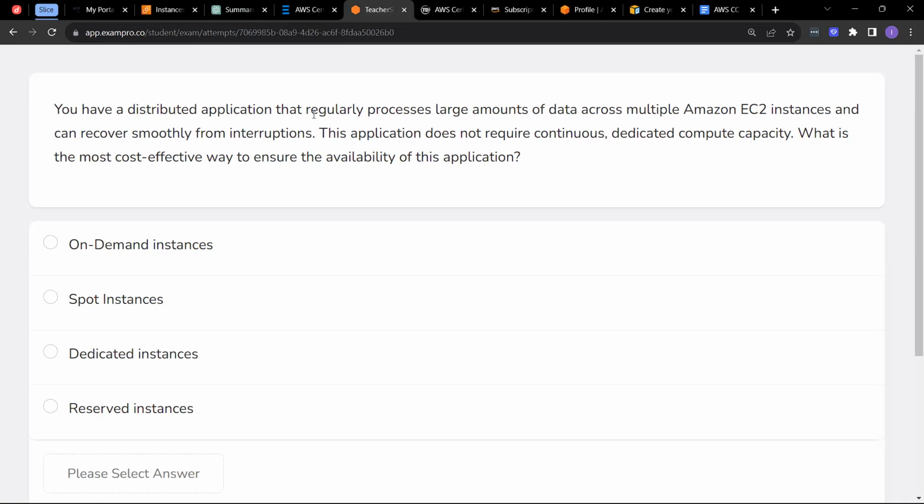So you have a distributed application that regularly processes large amounts of data across multiple Amazon EC2 instances and can recover smoothly from interruptions. This application does not require continuous dedicated compute capacity. What is the most cost-effective way to ensure the availability of this application? So we are saying it does not require continuous dedicated compute capacity. All right, so that's Spot Instances. It can withstand interruptions. The other one is on demand.